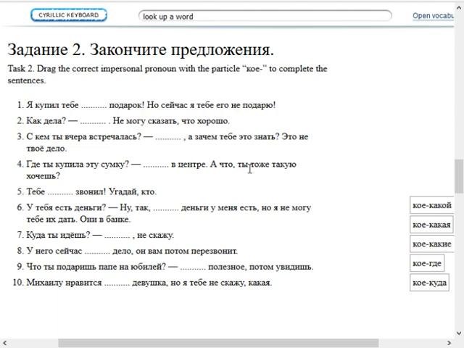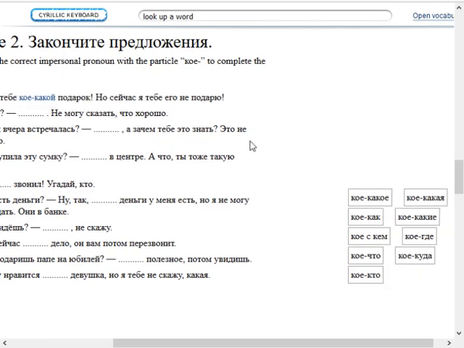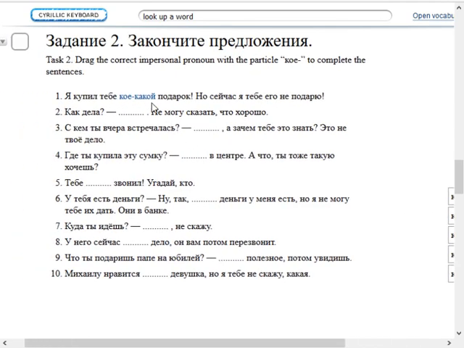So, okay. So these are all koya. We just have to go by the part after that. So podarok is masculine, and so it's koya kakoi podarok. So I bought you a gift. Но сейчас я тебе его не подарю. But now I won't give it to you.